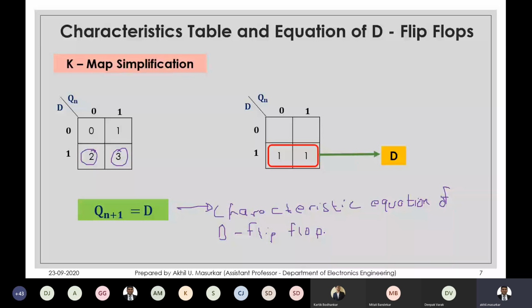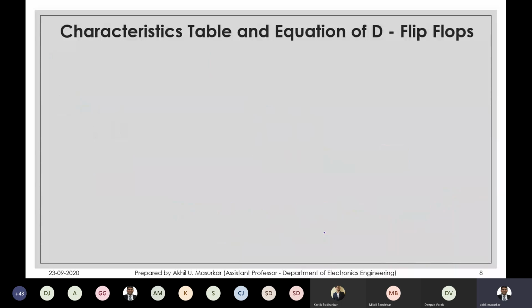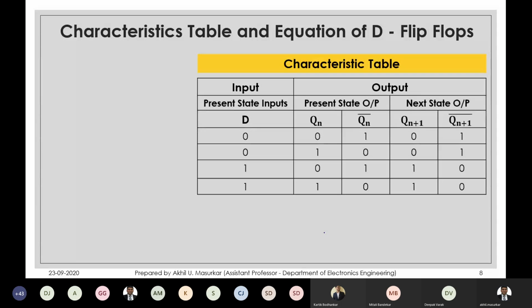So let's go ahead and try to see the excitation table. You can see in the excitation table we have only 4 combinations of Qn and Qn plus 1. So we have Qn, then Qn plus 1, and the input. Qn is 0, 0, 0, 1, 1, 0, and 1, 1. So for 0, 0, D is 0.